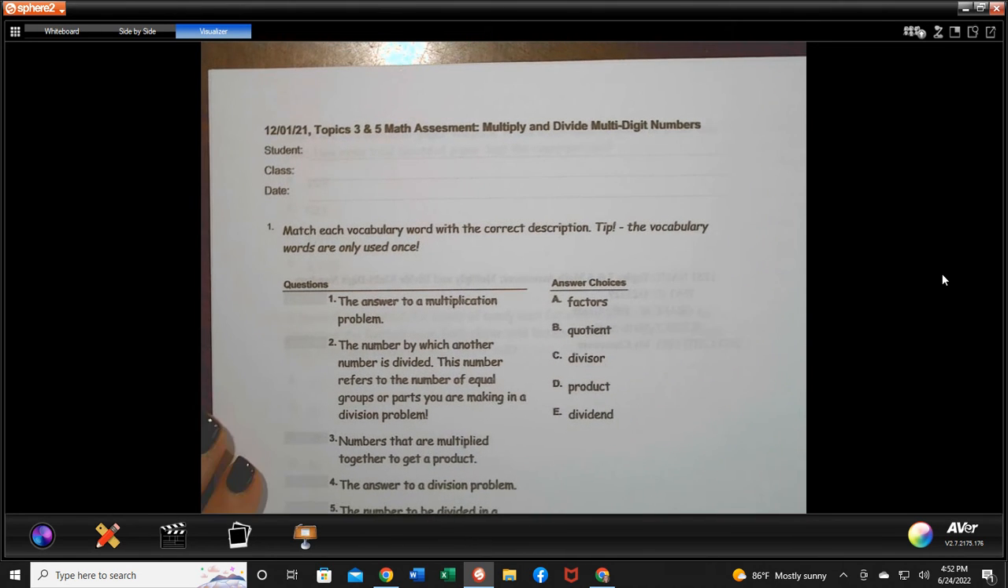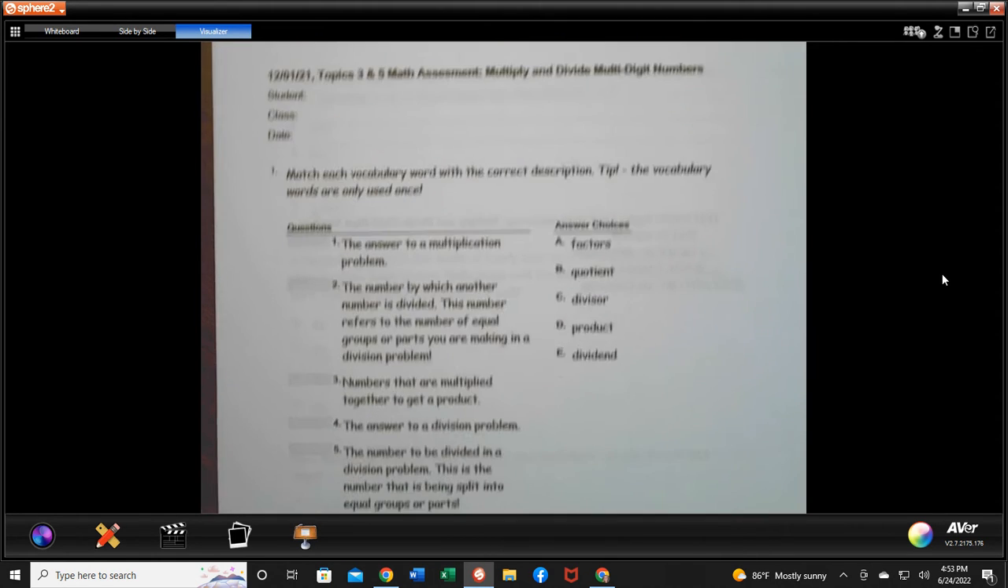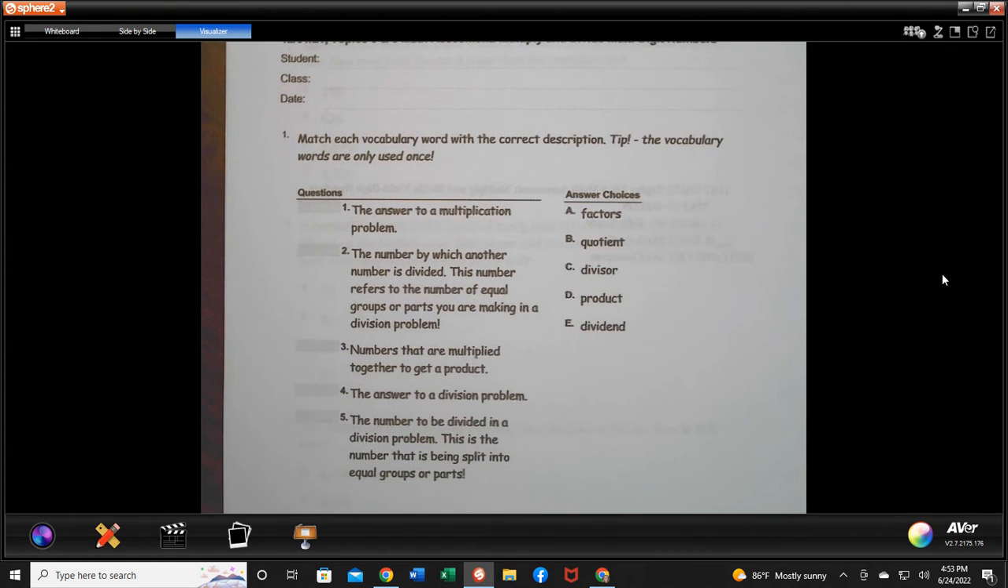We are getting ready to go over your topic 3 and 5 math test on multiplying and dividing whole numbers. You will need to have your math work journal out so that you can look at your answer choices and your actual computations for these 15 problems. So question number 1 was just making sure you had the vocabulary as part of your knowledge base.